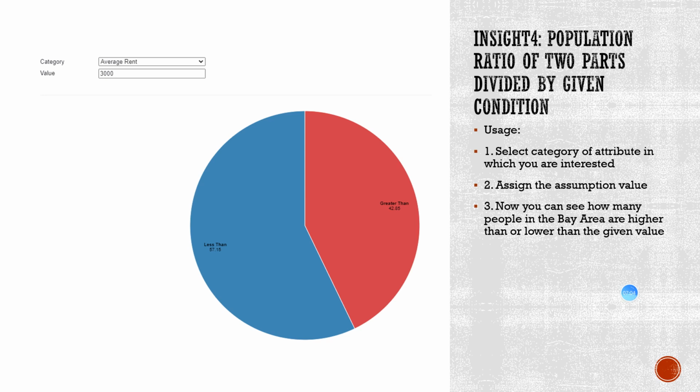so that you can see 3,000 is pretty much a reasonable price, because the pie chart is nearly half by half. You can change the category to other variables to help you figure out whether your expectation of a specific attribute is reasonable, so that you can make the decision using the previous three map visualizations better for making the final decision.